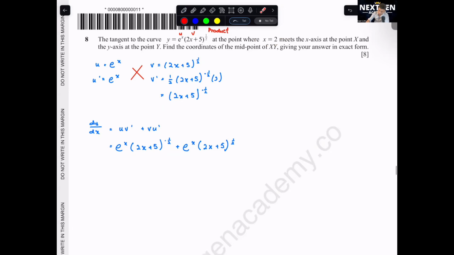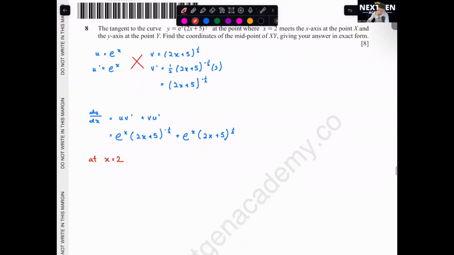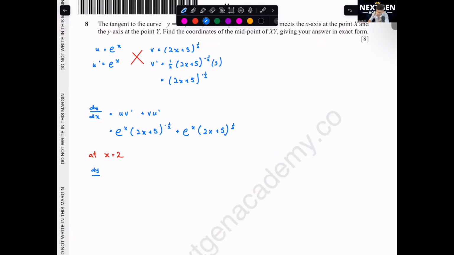So here, at x equals 2, dy over dx will be e to the power of 2. I will just substitute straight away from here. (2 times 2 plus 5) to the power of negative 1 over 2 plus e to the power of 2 times (2 times 2 plus 5) to the power of 1 over 2. We simplify this here. Okay, hold on a minute.